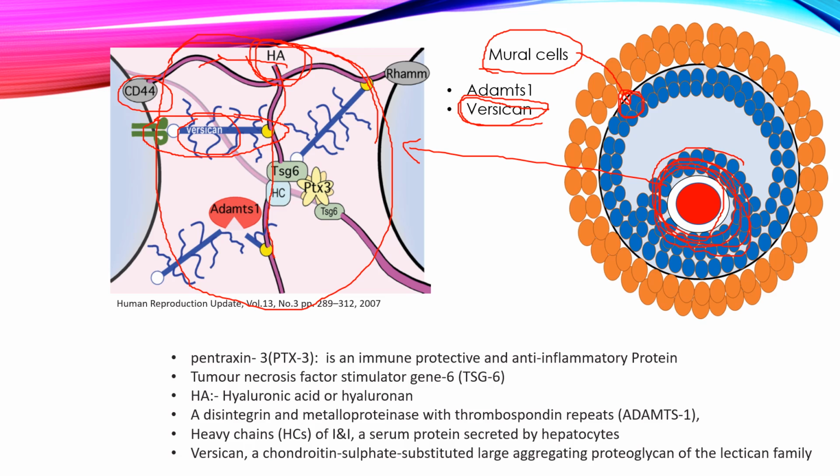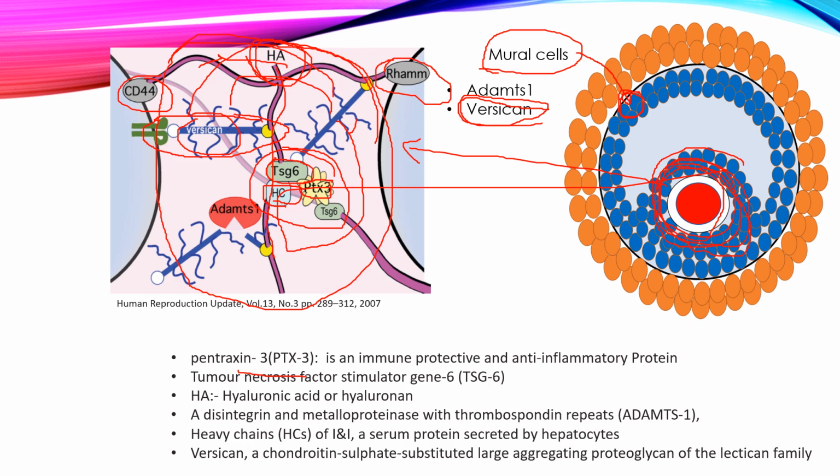This is the CD44 receptor, where hyaluronic acid binds at one end, and at the other end binds with another cumulus cell through this receptor. Another compound is the HC heavy chain. These are proteins coming from the blood, serum or plasma. TSG-6 is also secreted by the cumulus cell, and PTX3, the full form is given here. So these compounds make this extracellular matrix, and the stabilization of this structure is necessary, and these compounds play a very important role.